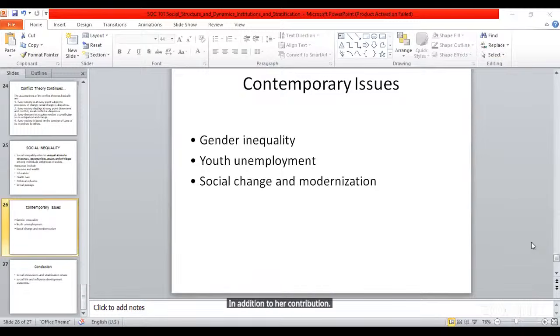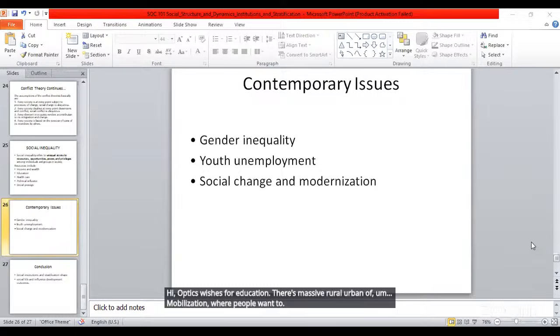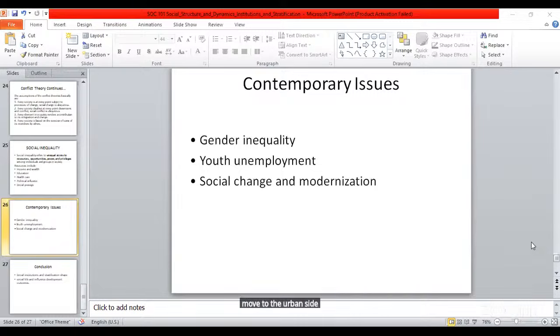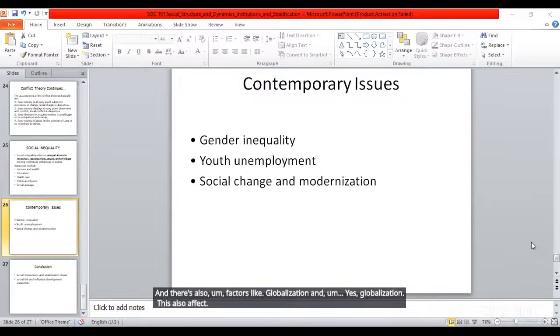Social change and modernization affect social stratification in that there is massive rural-urban mobilization, where people want to move to the urban side, and this is causing social stratification. There are also factors like globalization, and globalization also affects social stratification. Thank you.